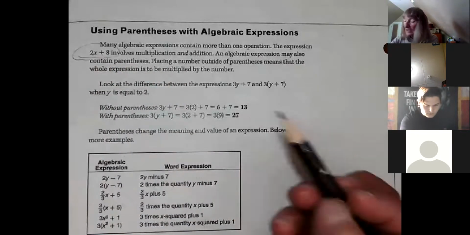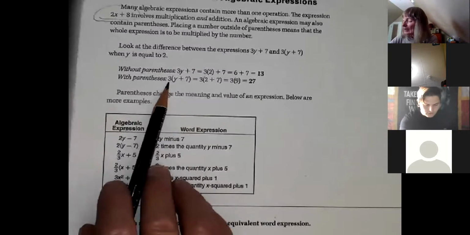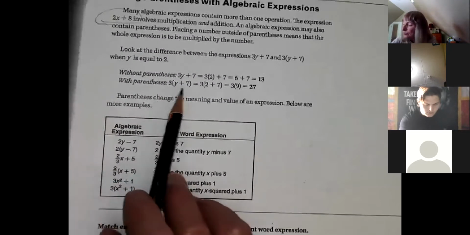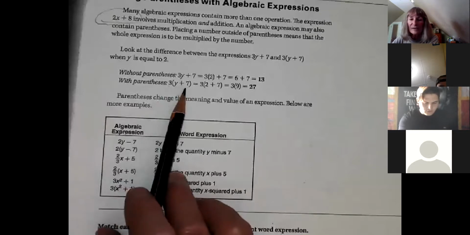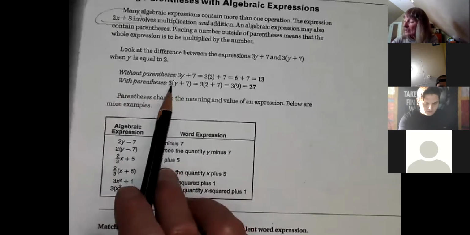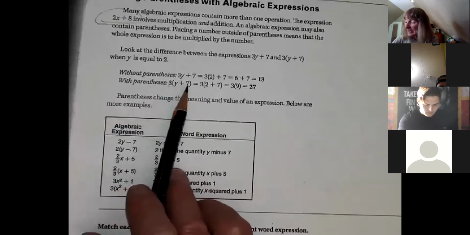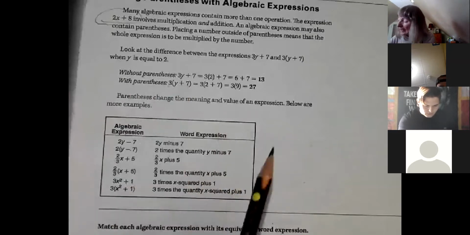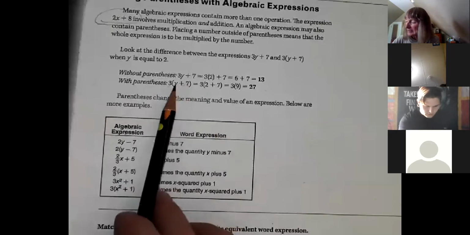Then some expressions also have parentheses. In this example right here, when a number is outside parentheses, it means that this number has to be multiplied by everything inside the parentheses. So I'd have to multiply 3 times y, and I also have to multiply 3 times 7. And we are going to practice this skill today.